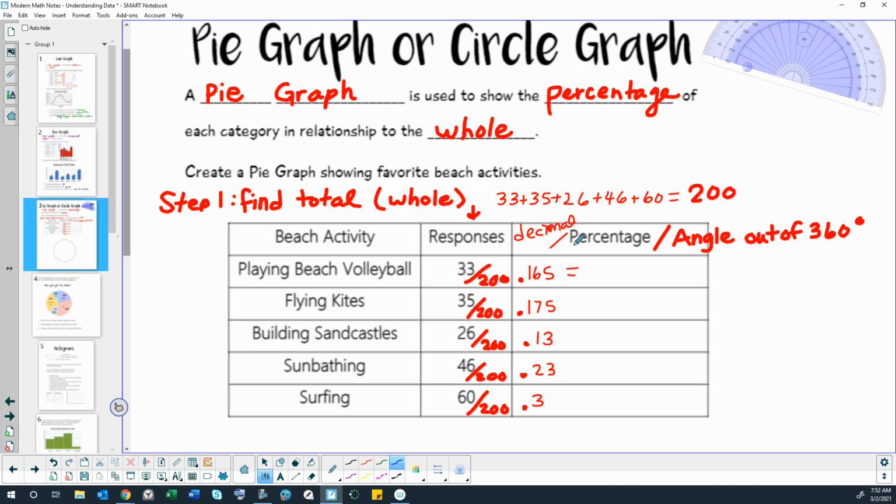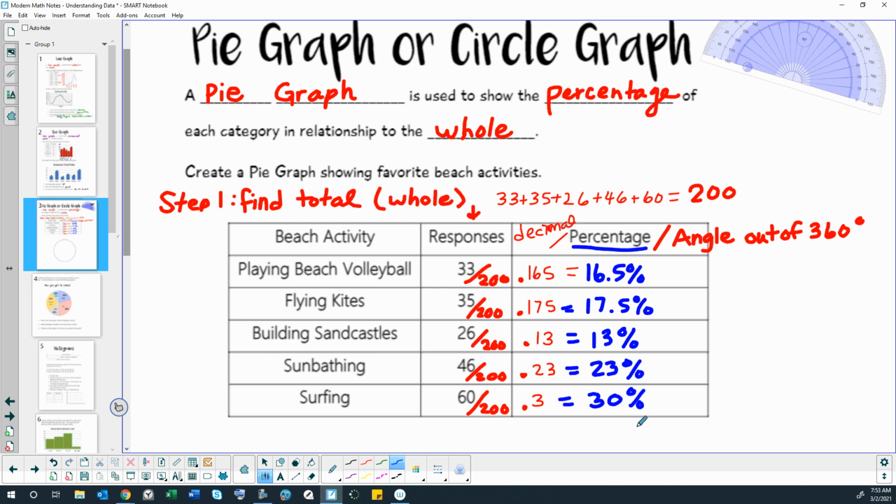So how do you find a percentage from a decimal? Do you remember? Yeah, move the decimal place to the right, to the right twice. You can also get it by multiplying by 100. So it would be 16.5% and 17.5% and 13% and 23% and 30%.